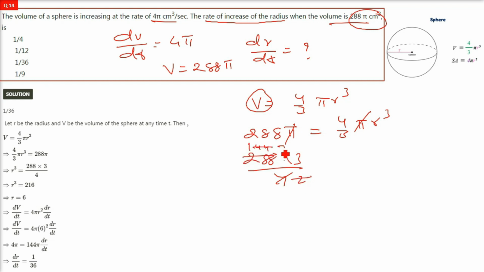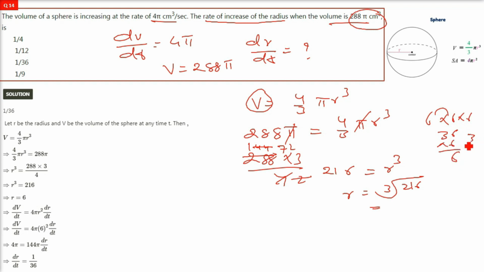I'm just computing it, and this is very simple. You can do it by yourself easily. And r is equal to 6. Cube root of 216 is 6. 6 into 6 into 6 is nothing but 216. So radius we got. And after getting this radius, we can jump into the next part, which is the differentiation of volume. Let us go ahead.